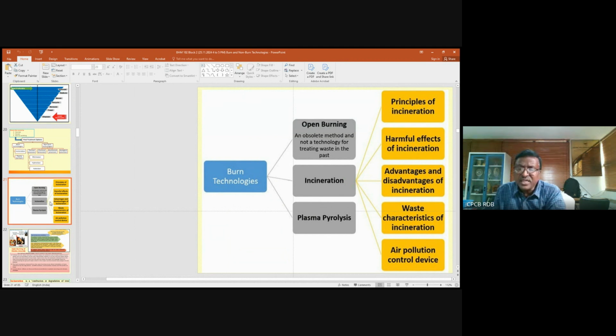Under this, we are going to see what the principles of incineration are, and we'll have a look at the harmful effects of incineration. What are the advantages and disadvantages of incineration, what characteristics the waste should have so that it can be treated by incineration, and what are the various air pollution control devices that can be used as a part of incineration.